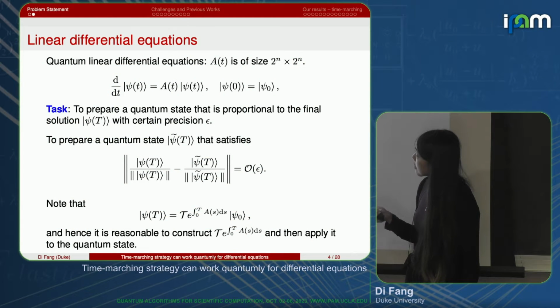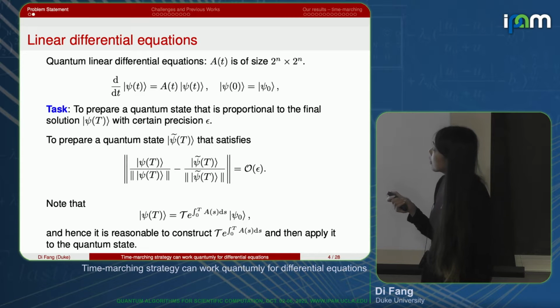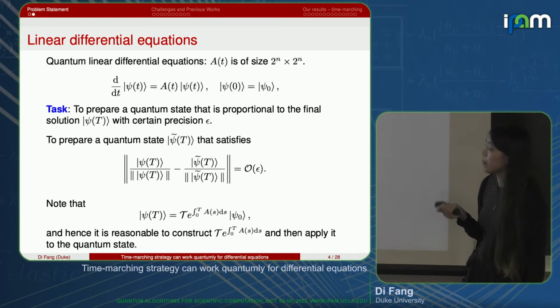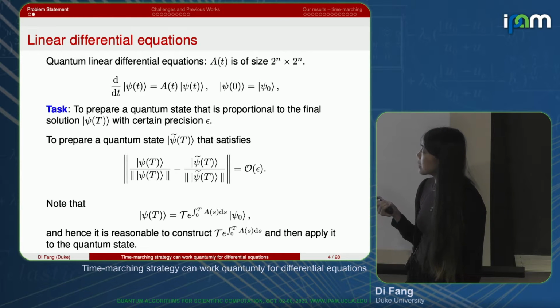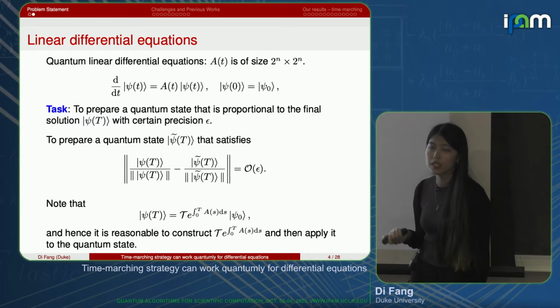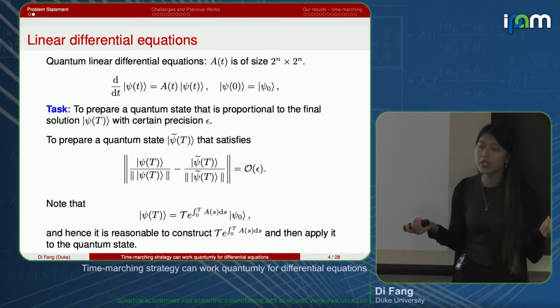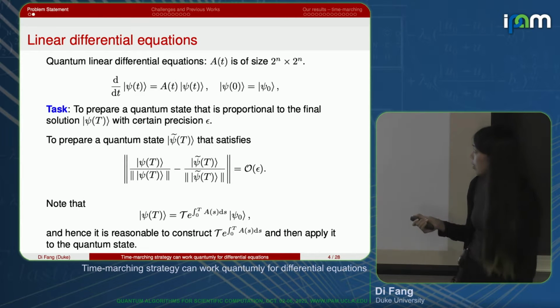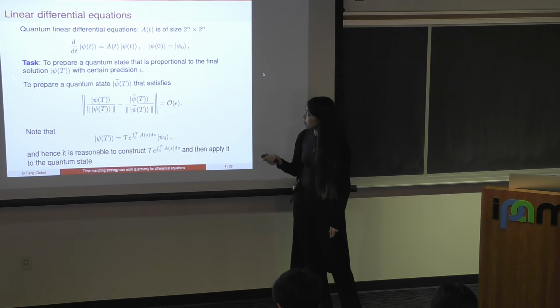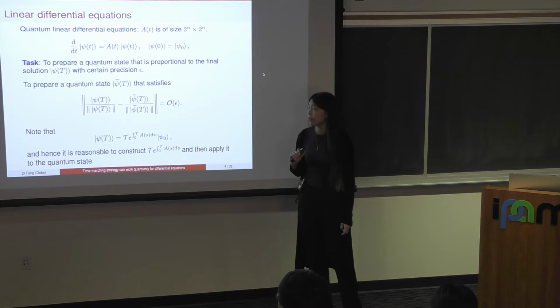Basically, we are just looking at these general cases where A is no longer anti-Hermitian, and it can be a general time-dependent 2 to the n by 2 to the n matrix. And the task now changes: we want to prepare a quantum state that is proportional to the final solution, because we know for general differential equations, the underlying dynamics may not be unitary, so the norms may not be preserved. So correspondingly, the precision we need is that if we get something, we normalize it, go back to a quantum state, and we want to ensure, in that sense, the error is small.